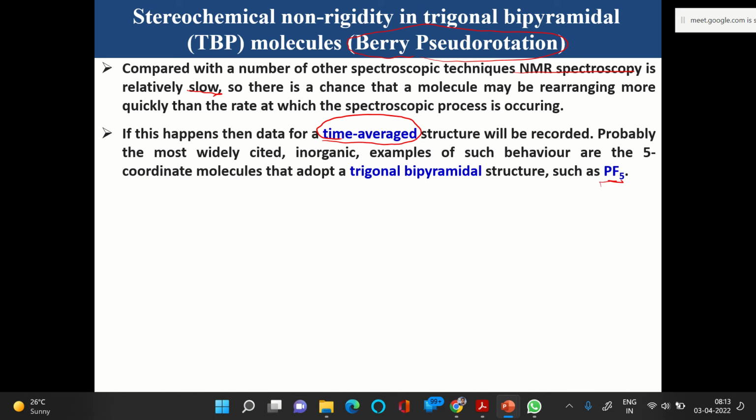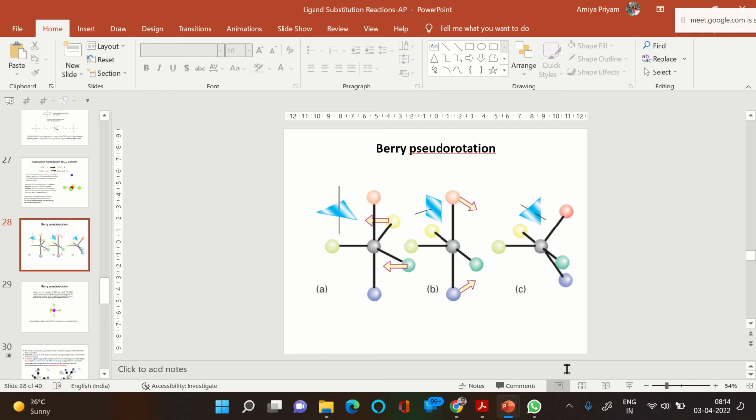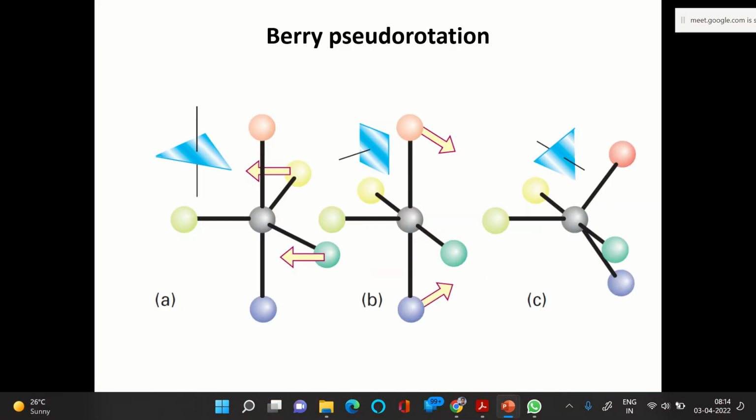If you remember, earlier also, I talked about this in the first semester during the ligand substitution reactions. I had talked about Berry pseudo rotation. So this was the thing that we discussed earlier in the first semester. See this picture, it very clearly illustrates what happens. This is a trigonal bipyramidal geometry, picture A.